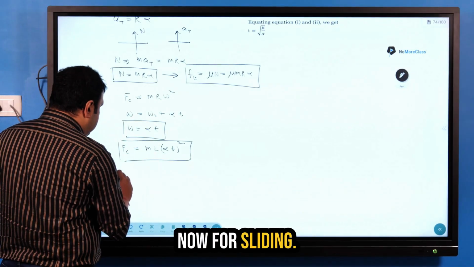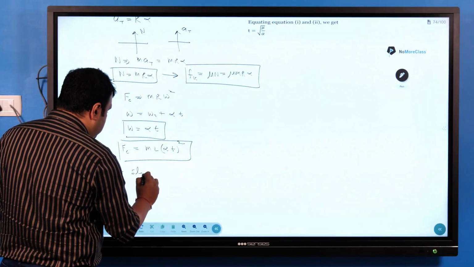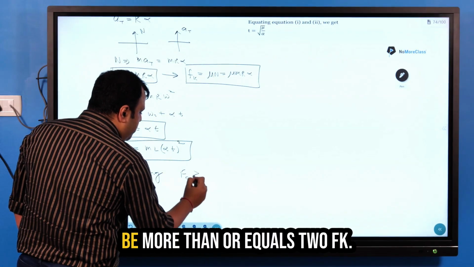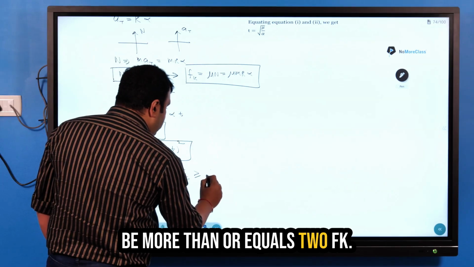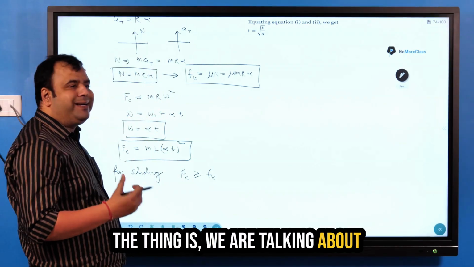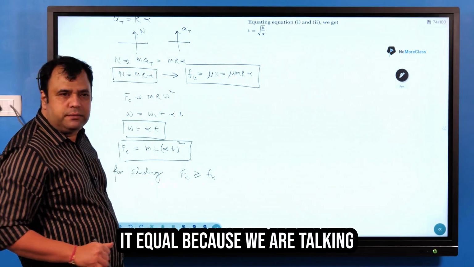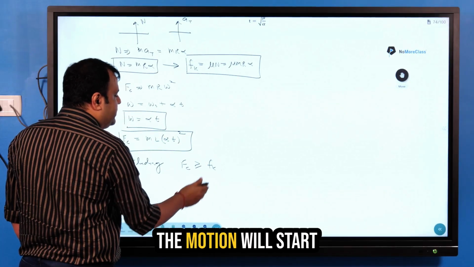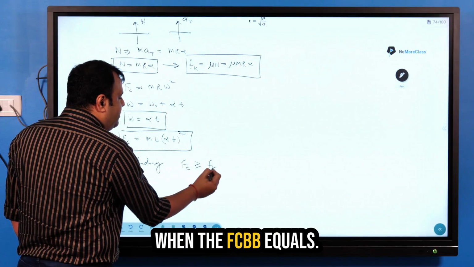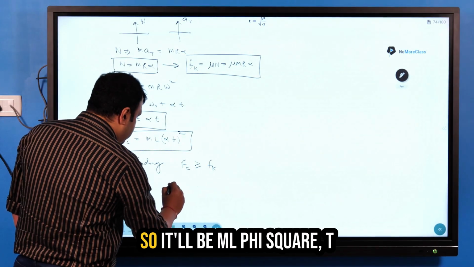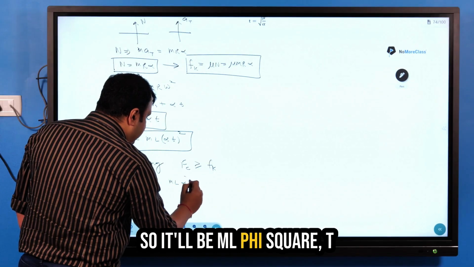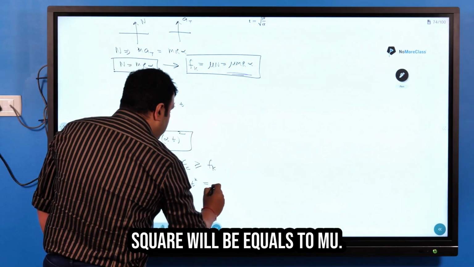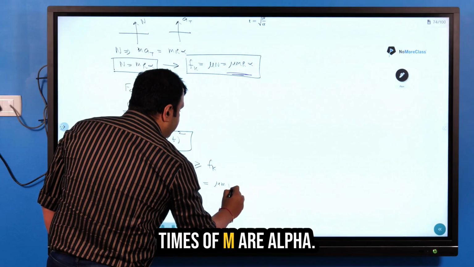Now for sliding, the centrifugal force should be more than or equal to Fk. We are talking about critical conditions, so we'll make it equal, because we are talking about when the motion will start. The motion will start when Fc will be equal to Fk. So it will be m L alpha square t square equals mu times m R alpha.